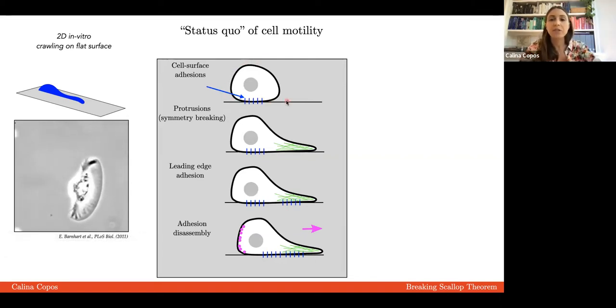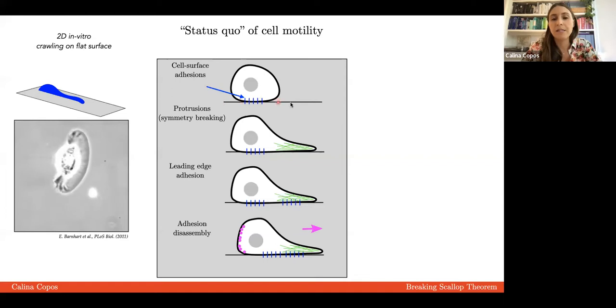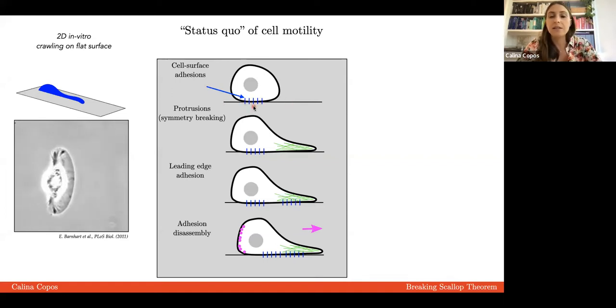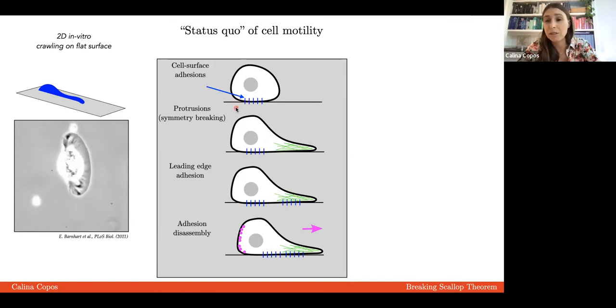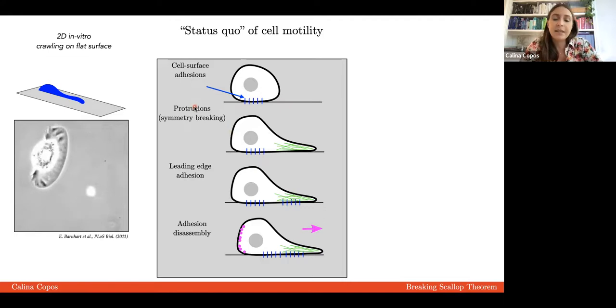It's rather symmetric. And the first thing it does is it forms cell surface adhesions. These cell surface adhesions are bonds. They're made up of proteins. And what they do is they allow the cell to transmit its internal forces to the exterior. In other words, it generates traction. The next thing that the cell does in order to migrate is it breaks its symmetry.